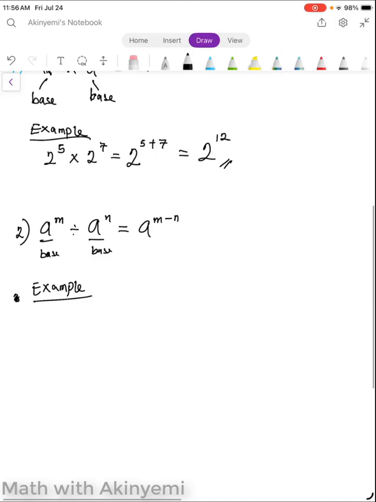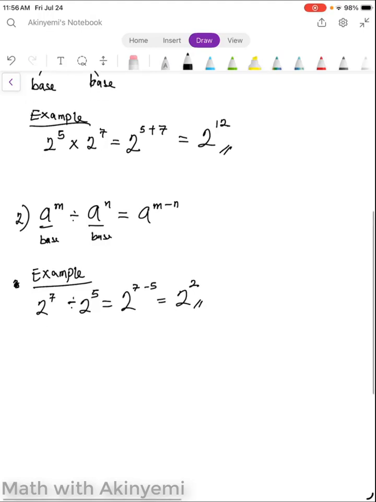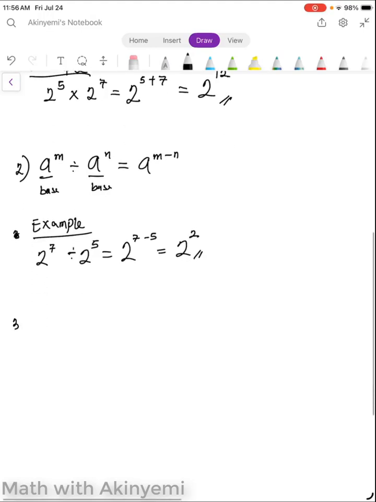Let's say 2 raised to power 7 divided by 2 raised to power 5. This is going to be equal to 2 raised to power 7 minus 5, 2 raised to power of 2. Simple and straightforward. And then the third one, we have a raised to power m all in bracket n.